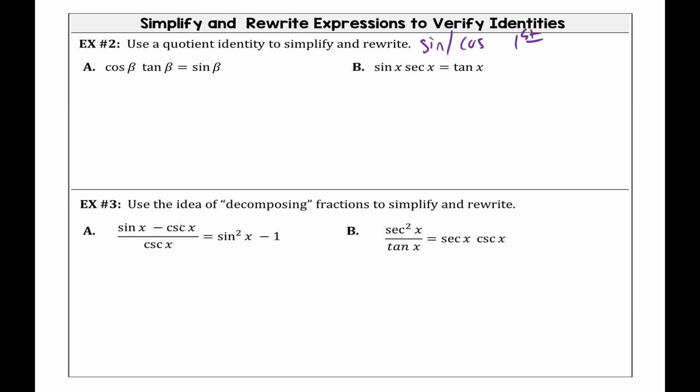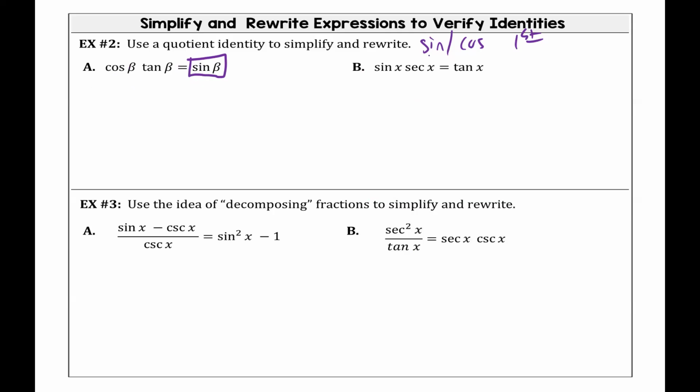Beta just means unknown angle, right? Okay, so we have cosine beta times tan beta equals sine beta, and it wants us to simplify this. We're simplifying, and they're telling you what you should simplify this down to. So sine beta is our end game. How can I take this and turn it into that?